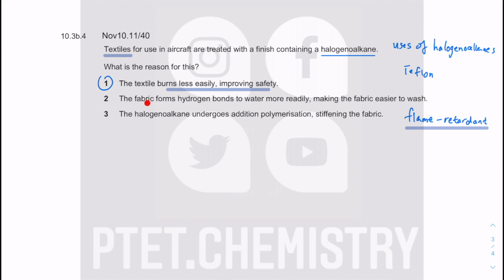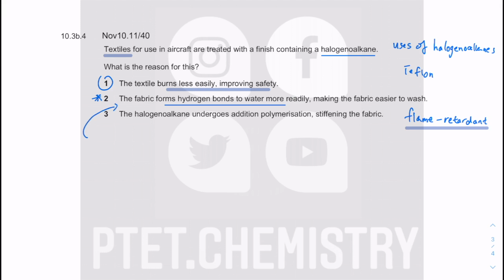In terms of number 2, the fabric forms hydrogen bonds to water. Now this is a bit tricky, and this was the bit where I actually made a mistake previously, and someone had to correct me, and hence I'm re-uploading this video as part of the correction so that more people don't get confused. So thank you to the other person who actually corrected me.